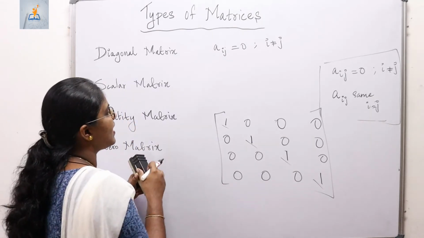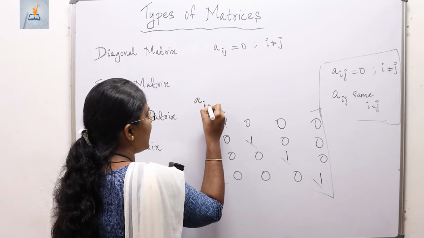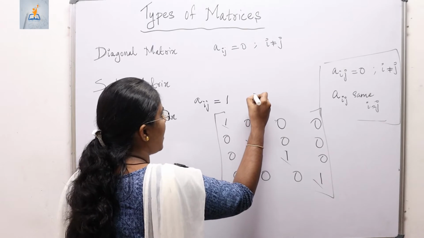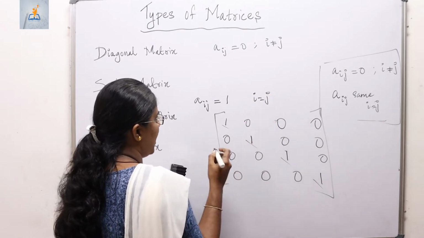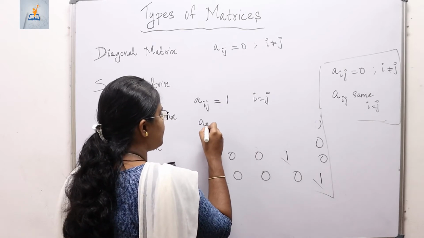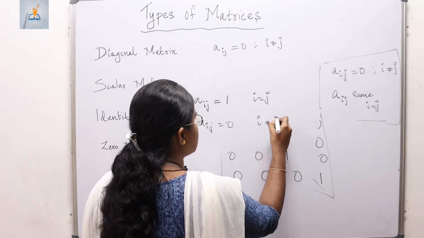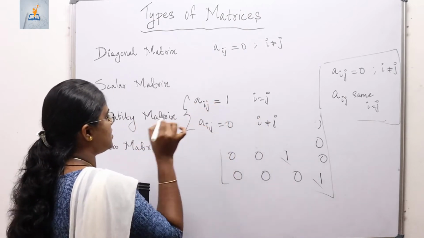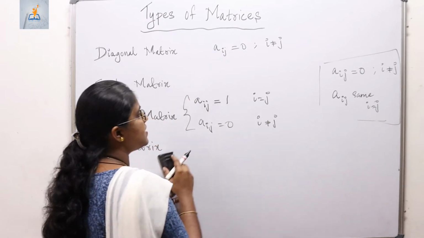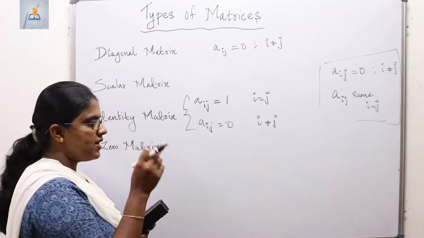In an identity matrix, all the diagonal elements will be 1 and the non-diagonal elements will be 0. So how will we write the general form? We will write it like this. Aij is equal to 1 if i equals to j, and Aij equals to 0 when i not equals to j. So this is the condition for the identity matrix. All the diagonal elements will be 1 and the non-diagonal elements will be 0.